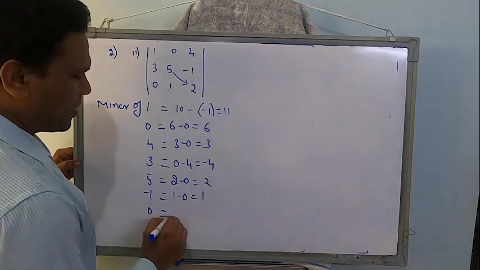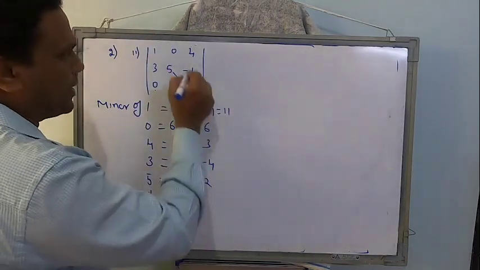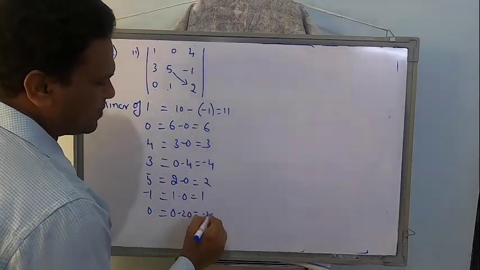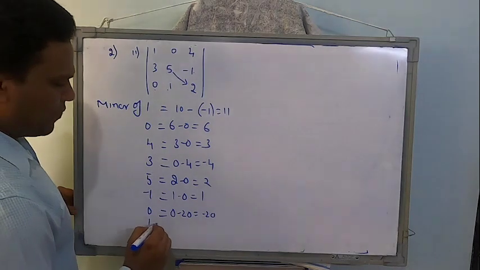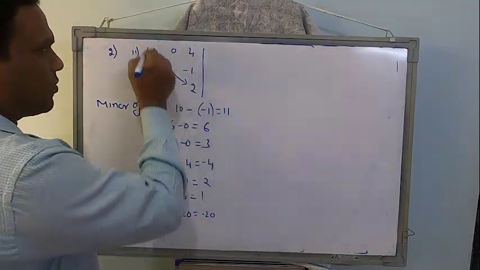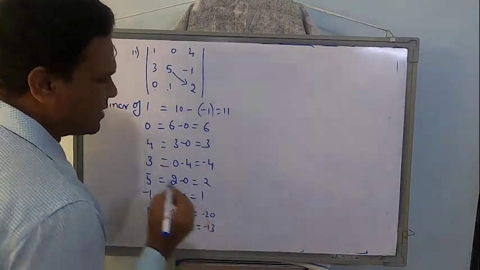Next, minor of 0. Now I'm going to start with the third row. Minor of 0: block the first column, second row, expand the remaining 4. So 0 minus 20, or it is minus 20. The next, minor of 1: block the third row and the second column. Remaining 4 elements, minus 1 minus 12 equal to minus 13.